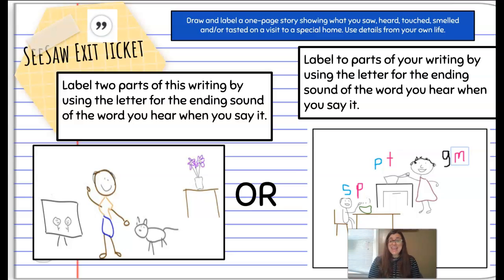Today, we expanded our labeling by adding the ending sound to the work we already did. Your teacher is going to give you the direction of what they want you to do next. You might practice ending sounds on a pre-drawn picture, or you might add to your own work.